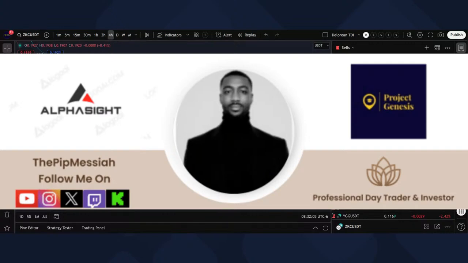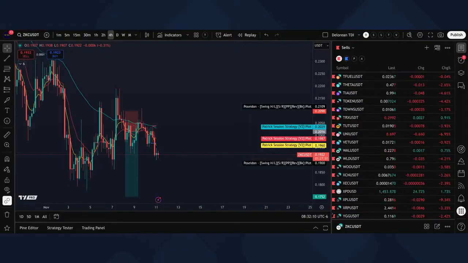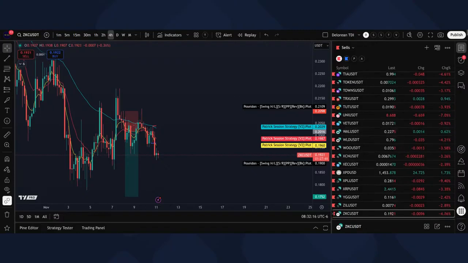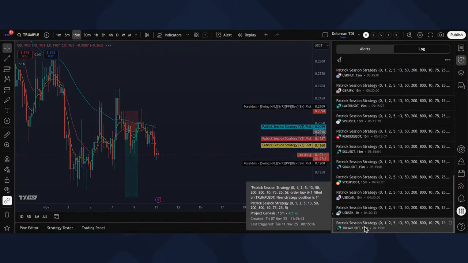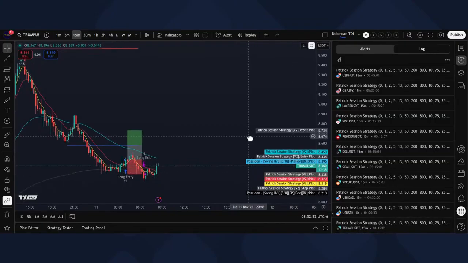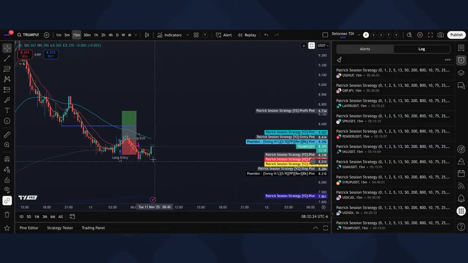Okay, let's go ahead and get started. Got a lot of ground to cover. All right, first things first, we have an invalidated trade on Trump versus Tether. Won't be taking this.